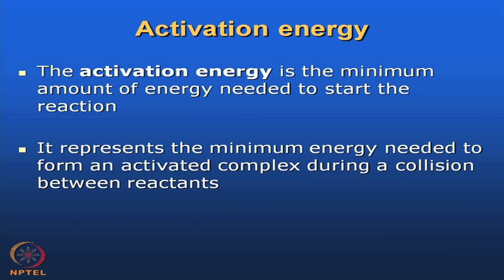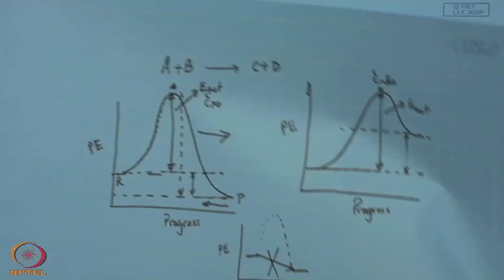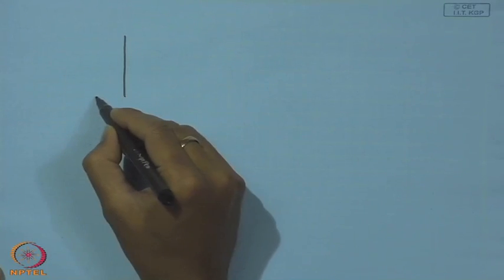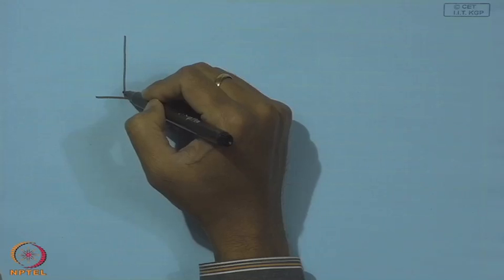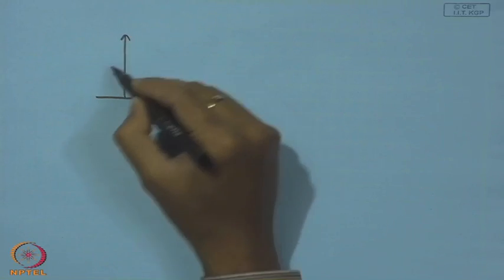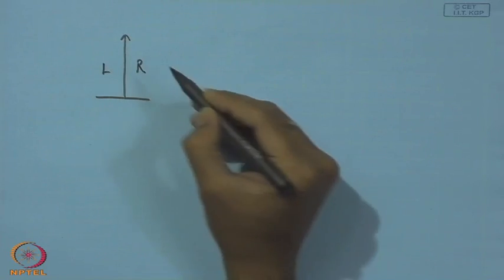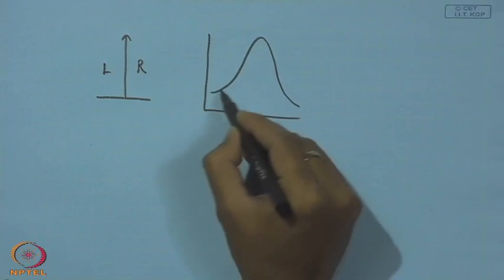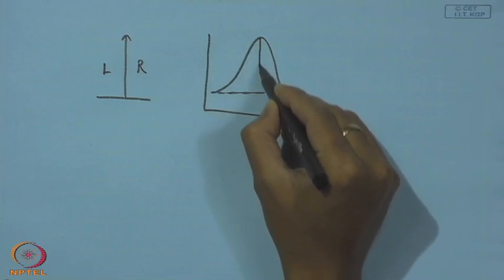So, what we have learned from these two diagrams about activation energy is that activation energy is the minimum amount of energy needed to start the reaction. I should refer to it as the minimum amount of energy needed to cross the barrier from, say, left hand side to right hand side, like I depicted in a diagram like this. So, this is the minimum amount of energy needed to cross the barrier.